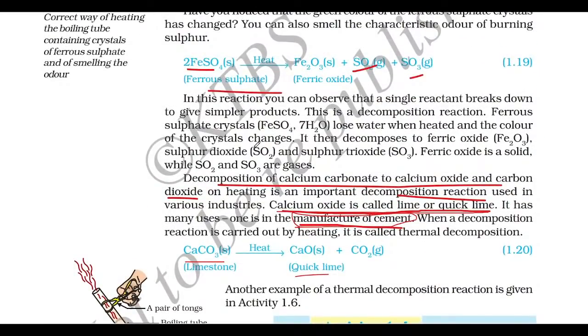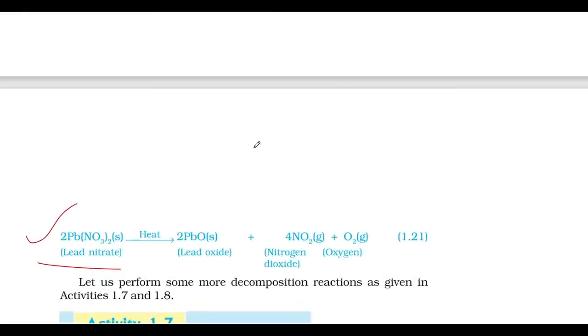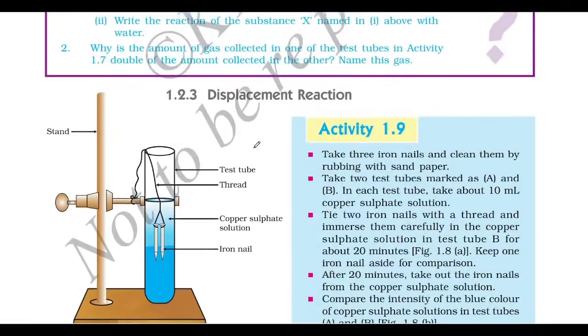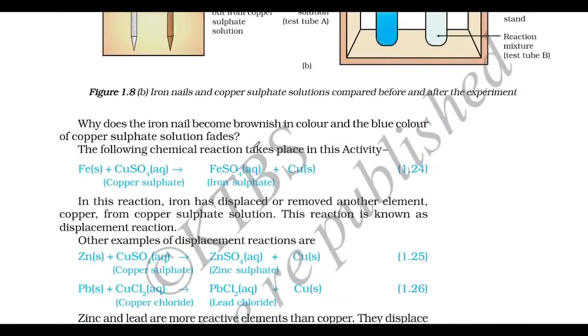Hopefully you are understanding all these concepts. Make a note of all the concepts we are discussing. Now, displacement reaction. What is a displacement reaction? A chemical reaction in which a highly reactive metal displaces a less reactive element is called a displacement reaction. You can see here, iron is displaced by copper: Fe plus CuSO4 gives FeSO4 plus Cu.